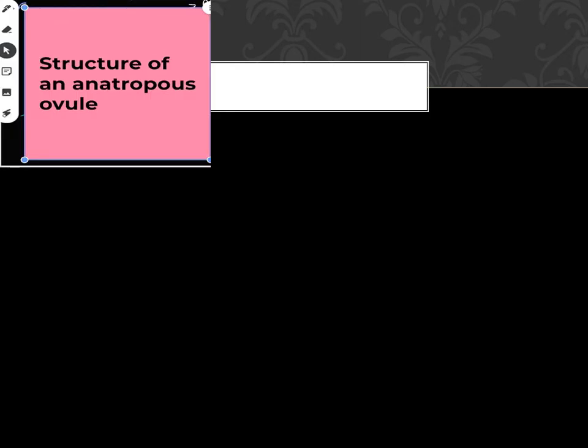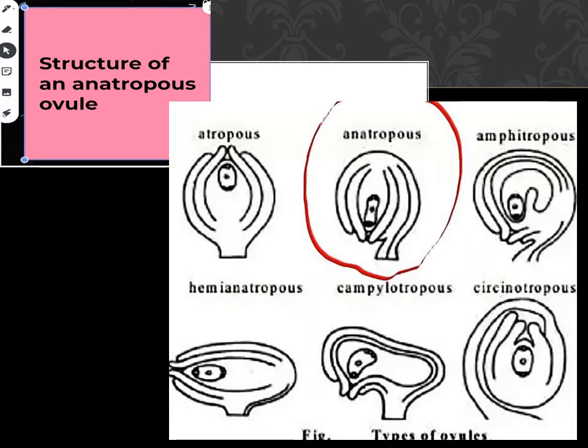Structure of an anatropous ovule. There are different types of ovules, of which the structure of anatropous ovule is a topic you have to study. An anatropous ovule will have the hilum area. Hilum is the point on the ovule where the funicle joins. The hilum will be adjacent to or near the micropylar opening. So this is the diagram which you have to study. You have to learn the diagram of anatropous ovule.